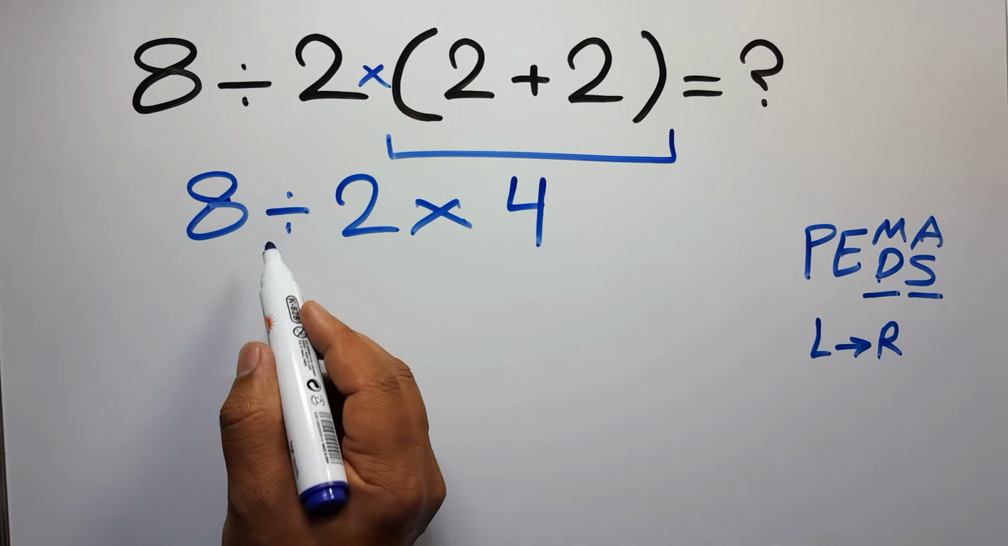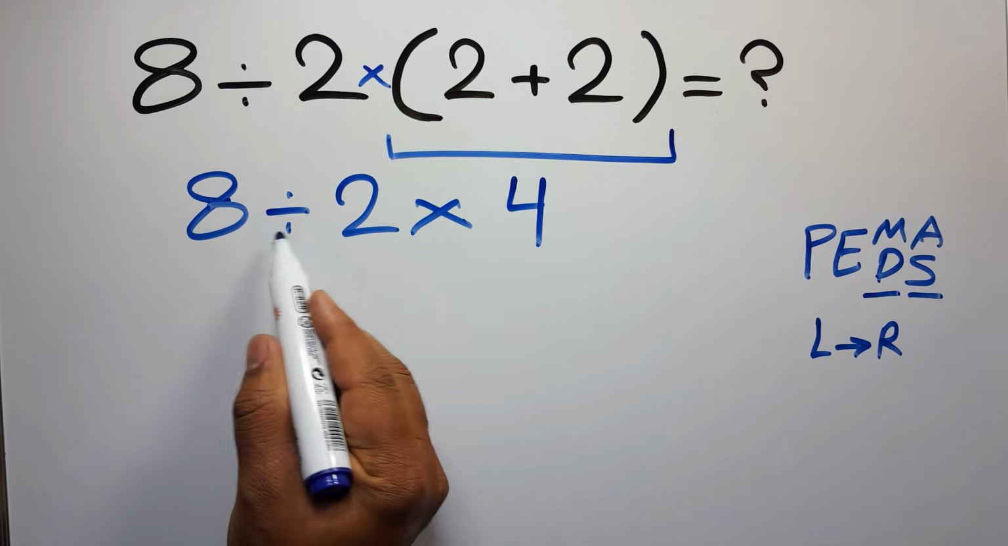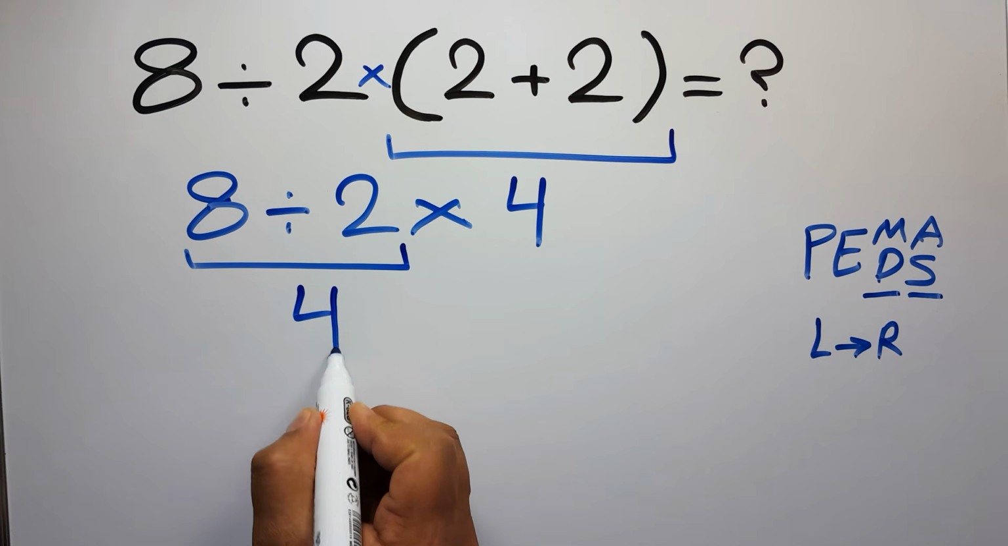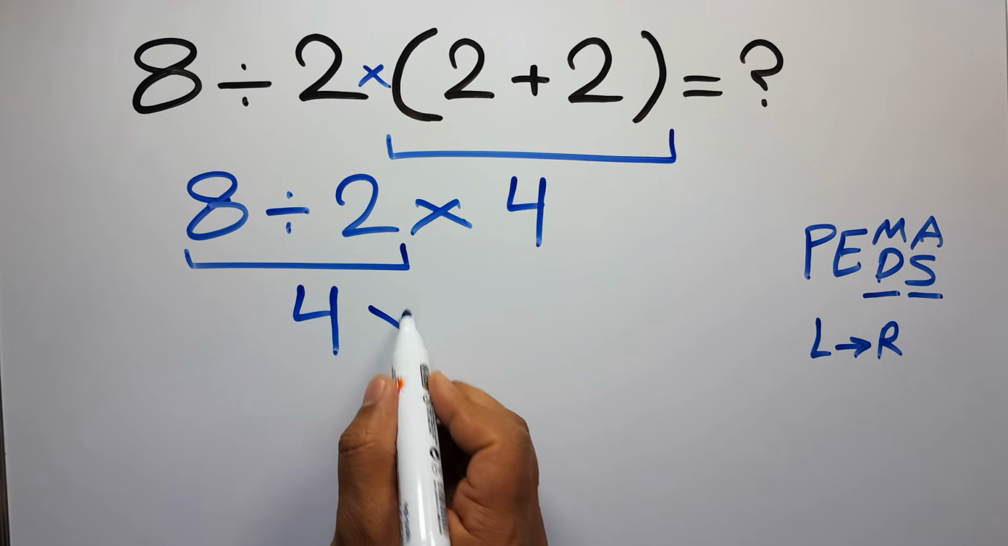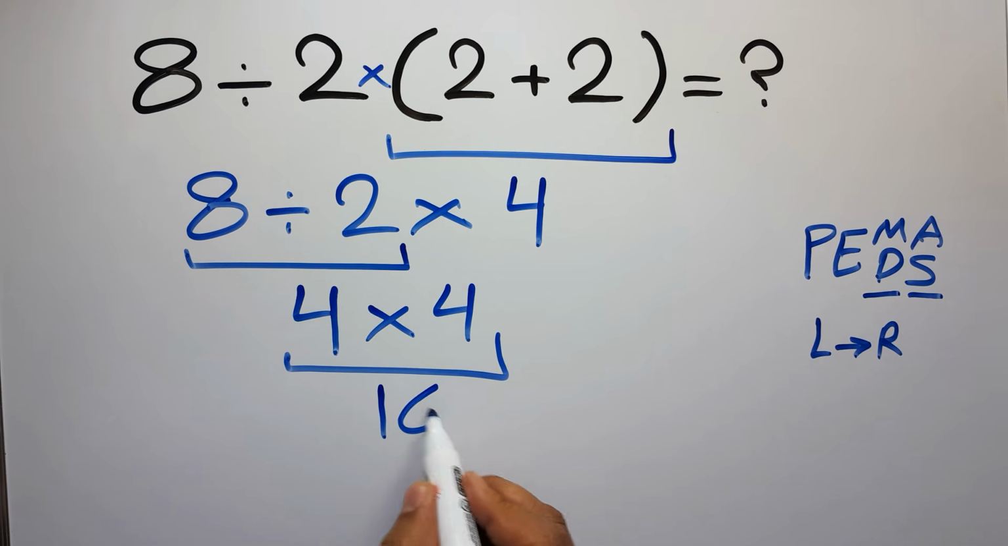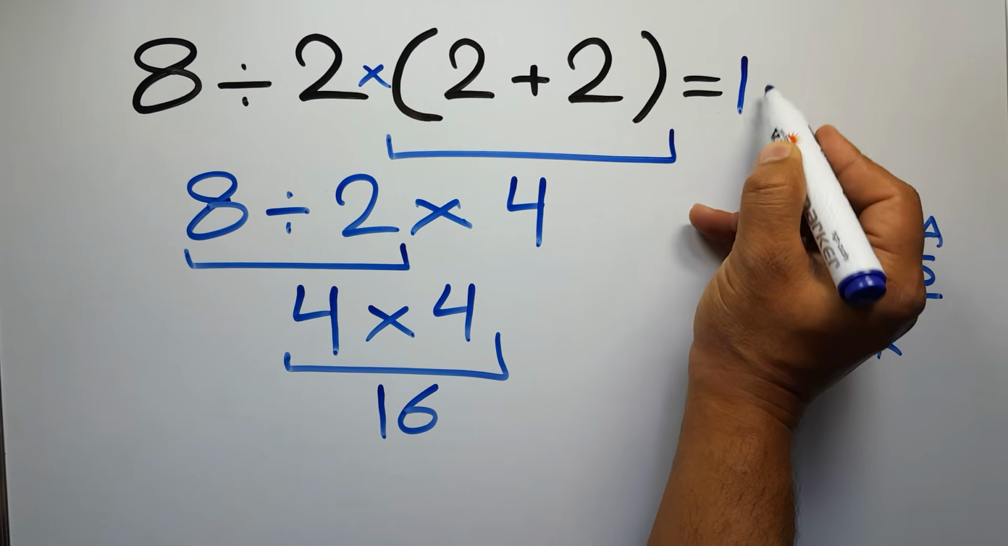So here first we have to do this division. 8 divided by 2 equals 4. So we have 4 times 4, which equals 16. And this is our final answer to this problem. The correct answer is 16.